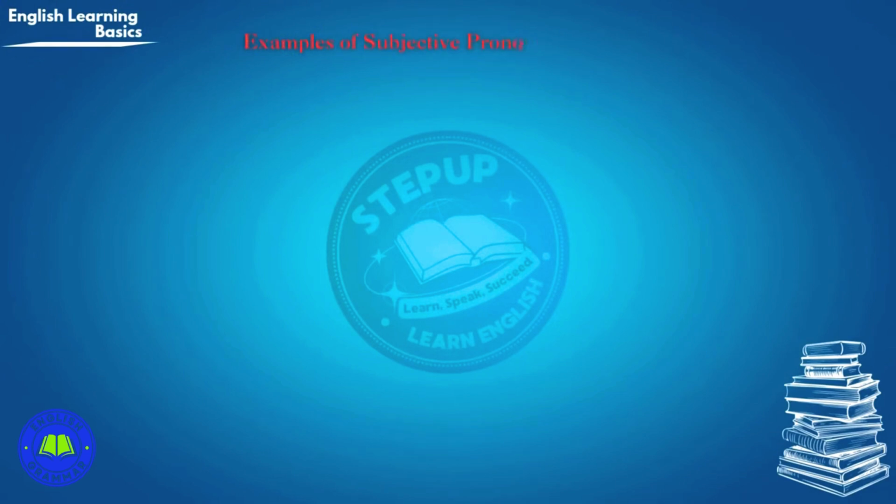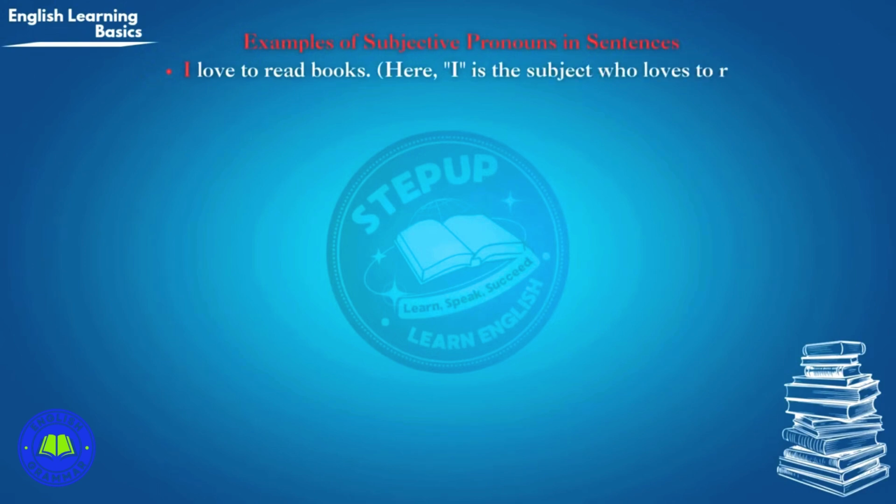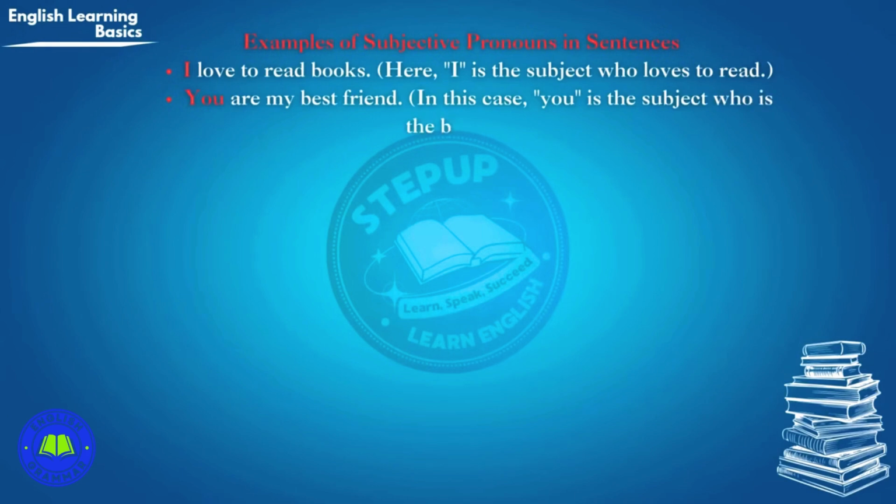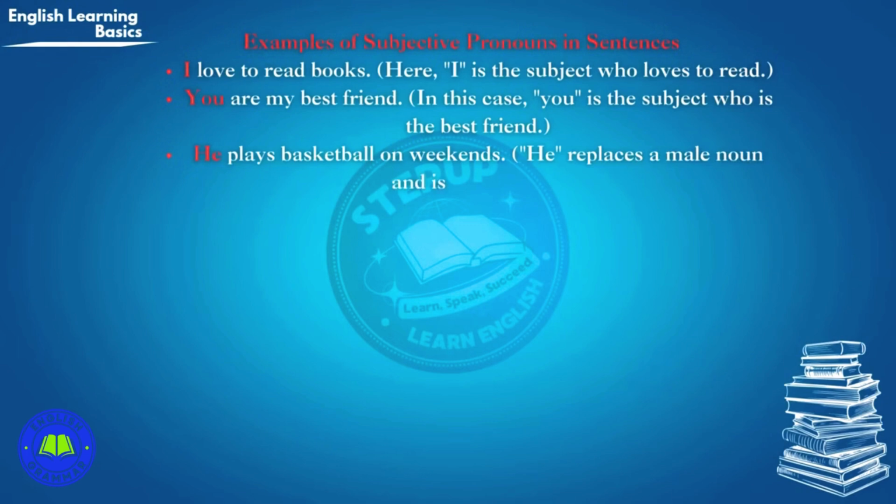Examples of subjective pronouns in sentences. I love to read books. Here, I is the subject who loves to read. You are my best friend. In this case, you is the subject who is the best friend. He plays basketball on weekends. He replaces a male noun and is the subject.